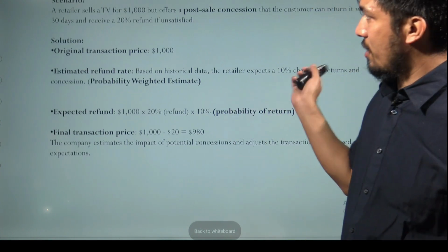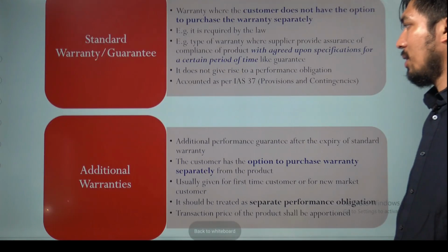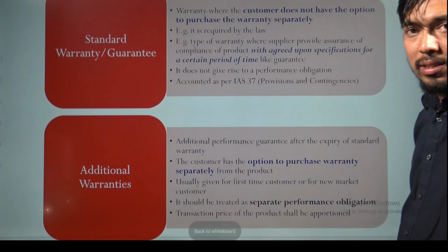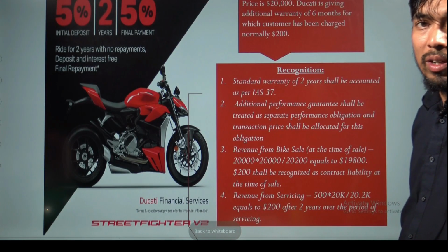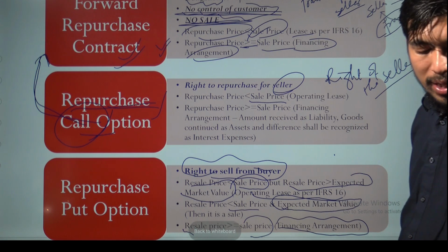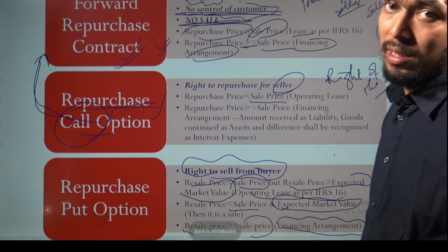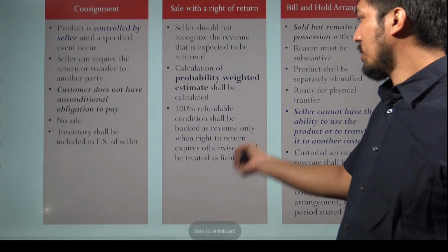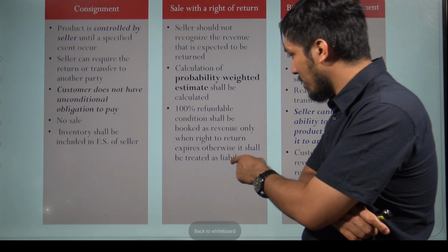And this is the scenario. Okay, yeah. If there is a condition of 100% refundable, then it should not be considered as revenue at first. The seller or service provider or supplier can book the revenue only after the expiry of that refundability condition. Like a 100% refundable condition shall be booked as revenue only when the right to return expires, otherwise it shall be treated as liability.